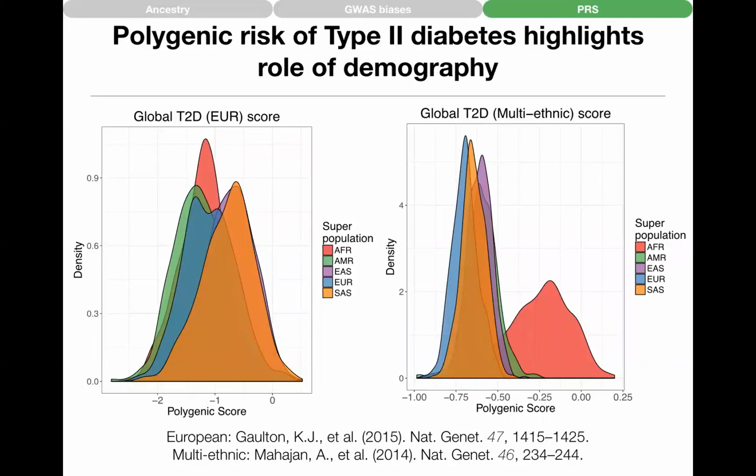I also looked at a trait, type 2 diabetes, that's been studied both in Europeans and using a multi-ethnic cohort. So taking the summary statistics from both of these types of cohorts, I constructed polygenic risk scores across the 1000 Genomes Project. And what you can see here is that the order of the populations changes depending on where the summary statistics came from, indicating a role for demography in these biases.